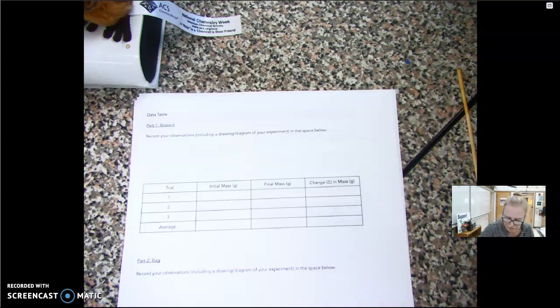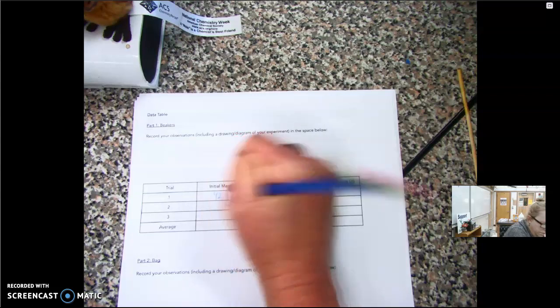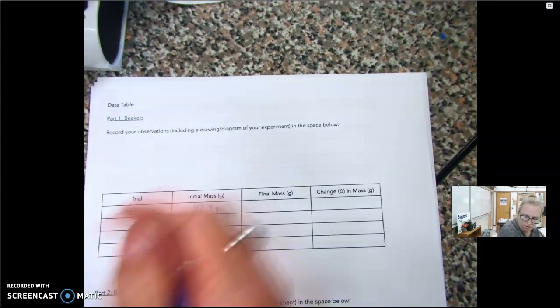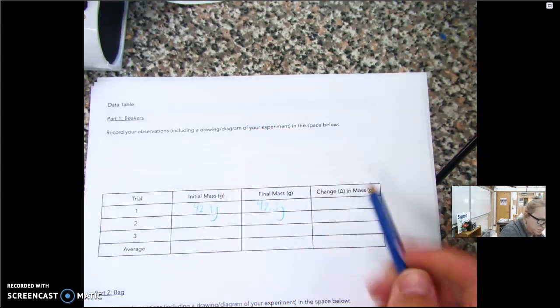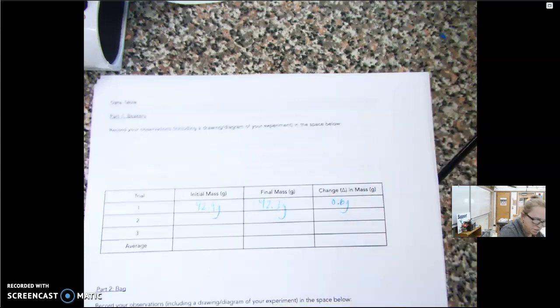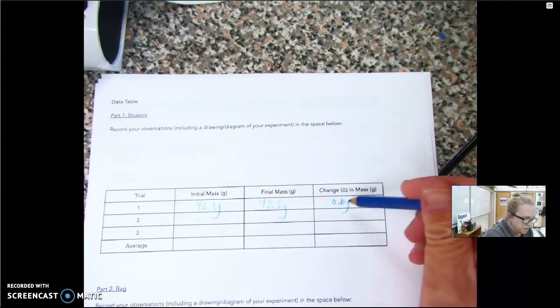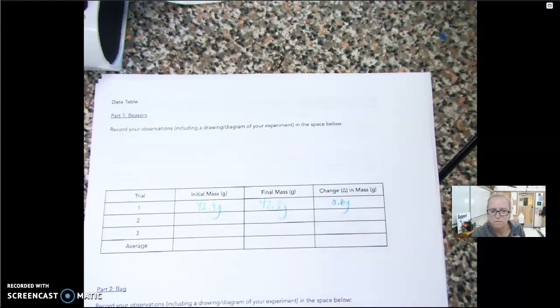So for example, in this one was 42.9 grams. You can see that. And our final mass was 42.3 grams. So our change was 0.6 grams. Okay? So calculate all of those masses, add those up, divide by 3 to find the average.